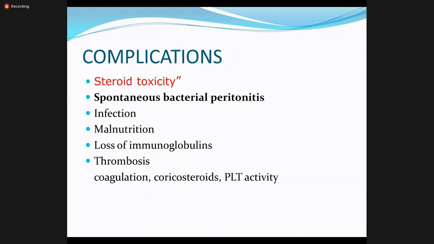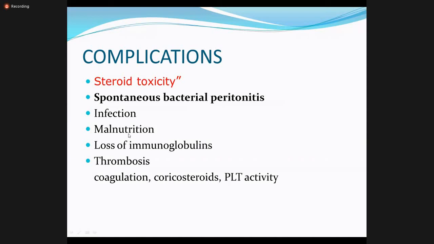The common complications in nephrotic syndrome are steroid toxicity, that is Cushingoid features, headache, and sometimes the patient may develop glucosuria. Then spontaneous bacterial peritonitis, because these children have low immunoglobulin levels and low complement levels, they may develop spontaneous bacterial peritonitis. They are more prone to develop infections.